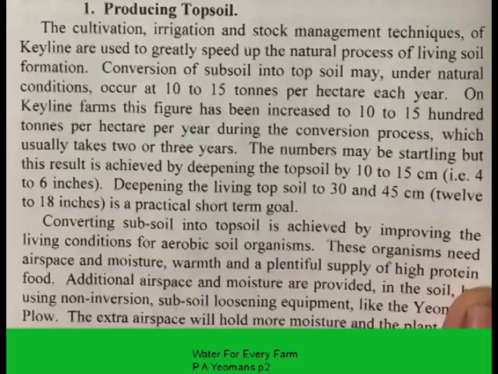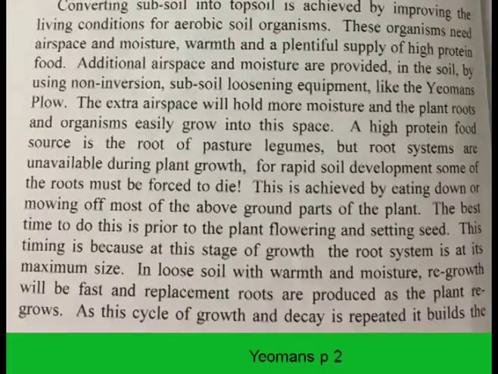The idea is all these cultivation, irrigation, stock management techniques is to convert subsoil into topsoil. Of course, they say 10 to 15 tons per hectare per year, 6 to 8 inches a year. But that right there, how do we convert the subsoil into topsoil? What a brilliant idea. One of the things we've got to do is get plants to grow, especially the powerhouse of soil building, grasses.